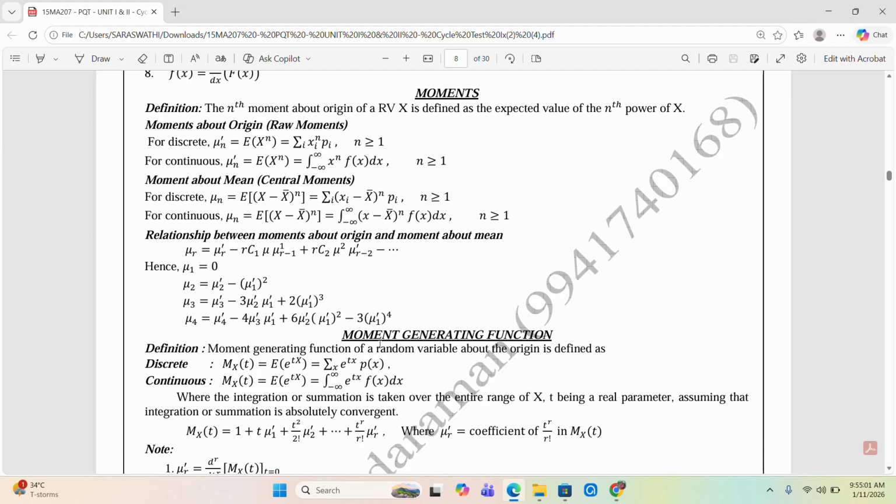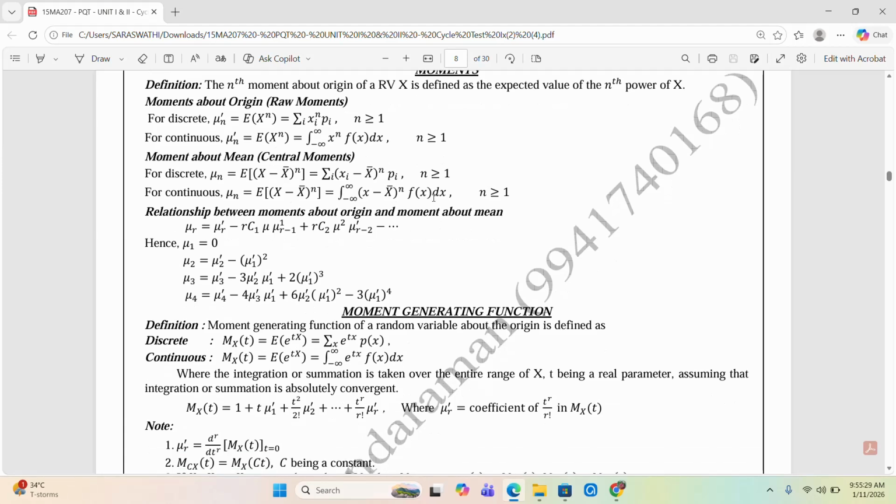The next heading is the moment generating function. The moment generating function of a random variable about the origin is defined, for discrete, as Mx of t is equal to E of e power tx, which is equal to the summation of e power tx into p of x. For the continuous, Mx of t is equal to E of e power tx, which is equal to the integral from minus infinity to plus infinity of e power tx into f of x into dx. And we have one more relation.